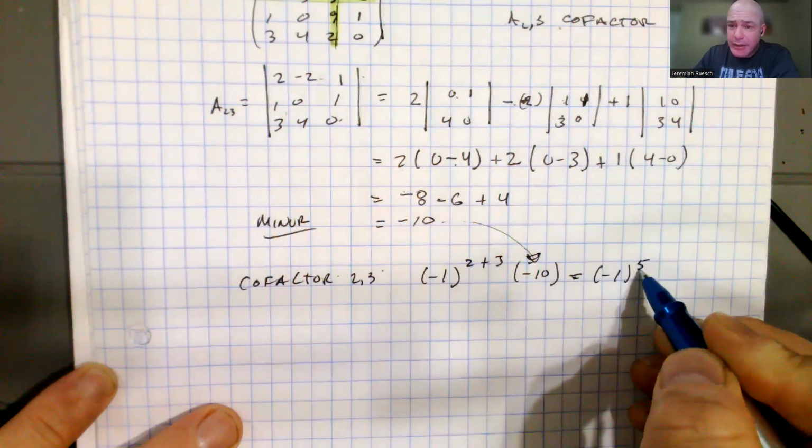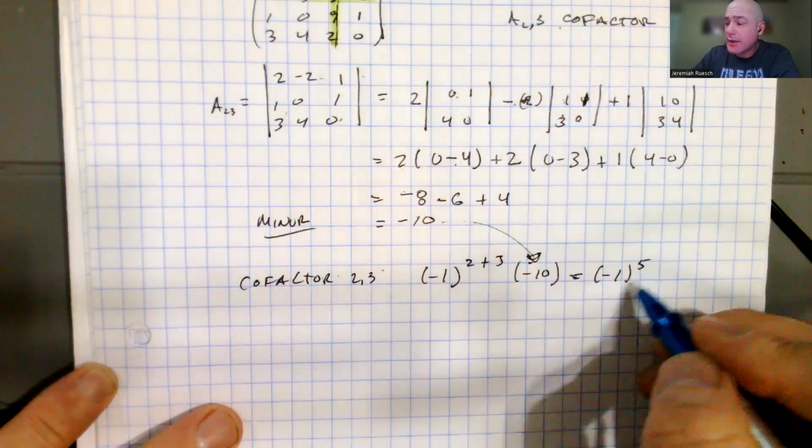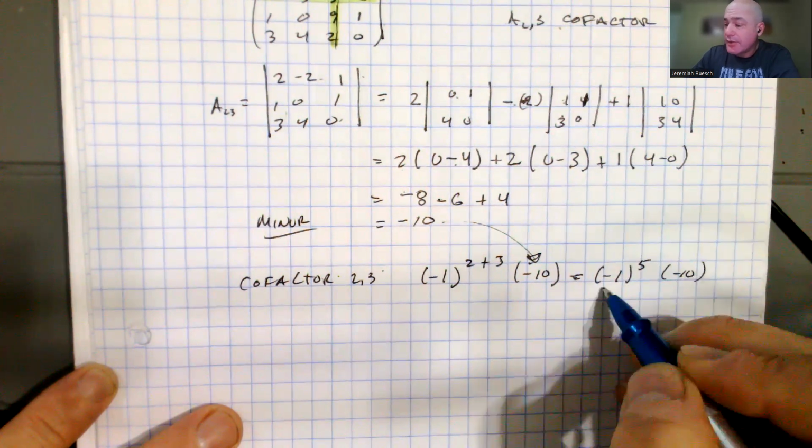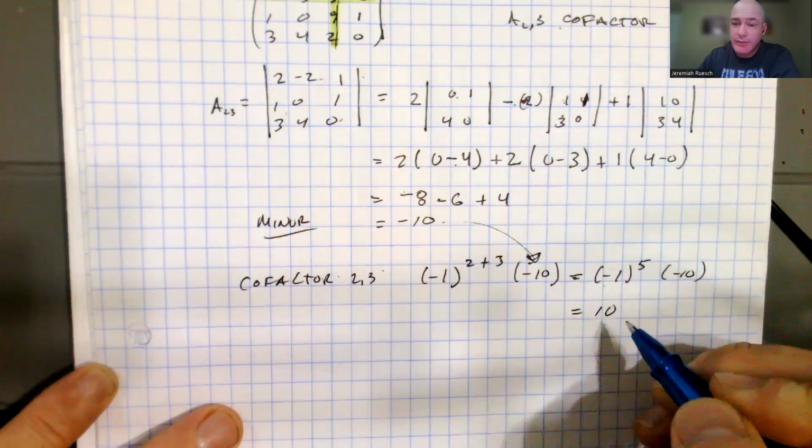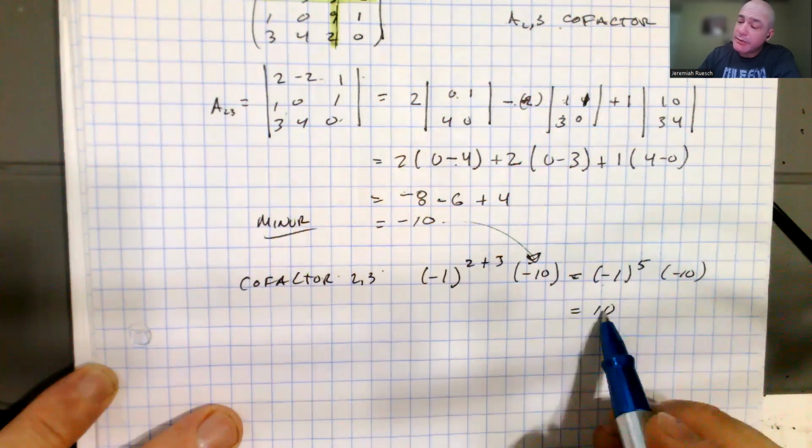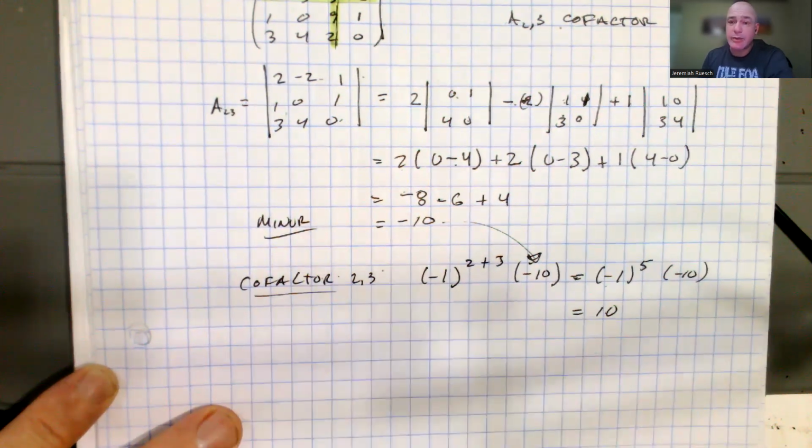But 5 is odd, and so this becomes a negative value. And so this then becomes equal to a positive 10. So this cofactor is a positive 10, whereas the minor turns out to be -10.